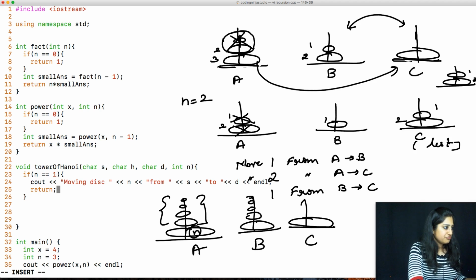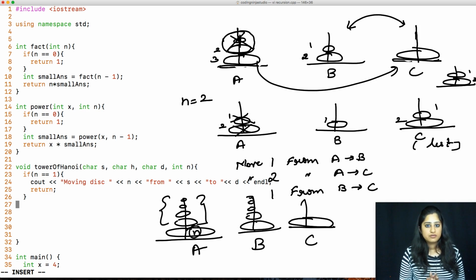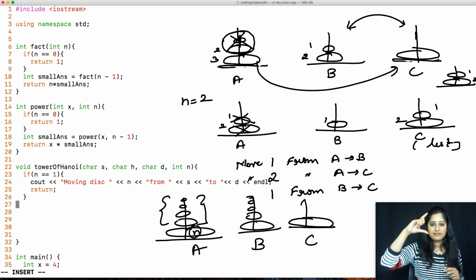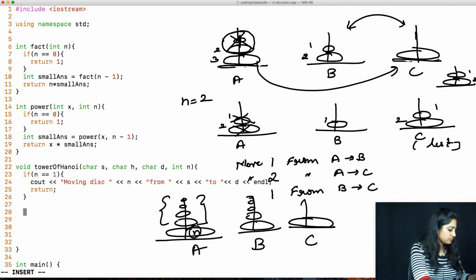Okay. What if n is not equal to 1? For any value greater than 1, we have to assume that the first n minus 1 disks will be moved from A to helper first. I'll not directly move them to the destination. The first n minus 1 disks will be moved from A to helper first, and then I'll work over it. So, in order to do that, I'll use recursion. So, I'll make a recursive call.